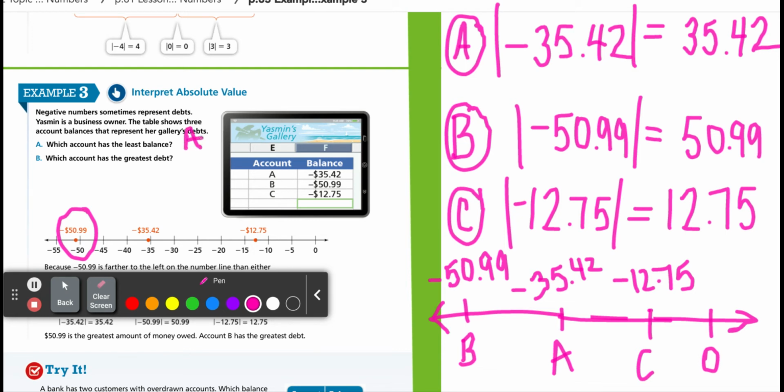And which account has the greatest debt? Again, that's going to be the account furthest to the left. So that's also going to be account A.